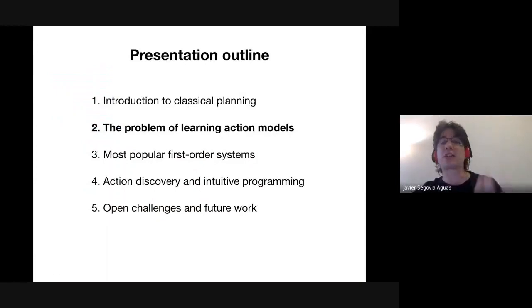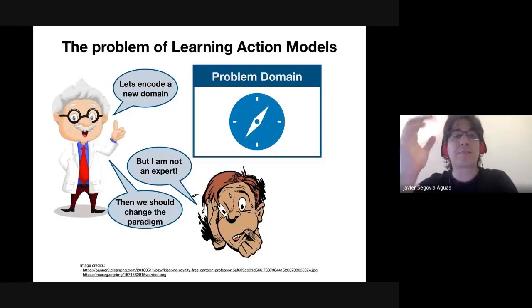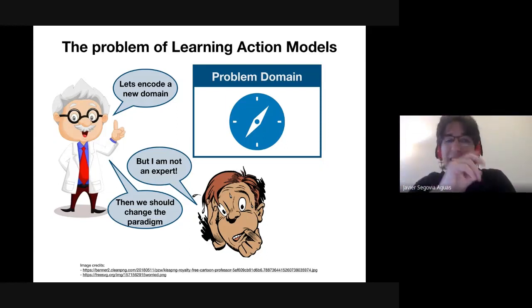And this is the introduction to classical planning, and it's very relevant because the problem of learning action models that we are going to introduce builds on top of classical planning. So, let's pose this problem. We have now a new situation, and we want to encode a new domain as the one we showed for Blocksworld. And we have someone, an expert, who says, let's encode a new domain.